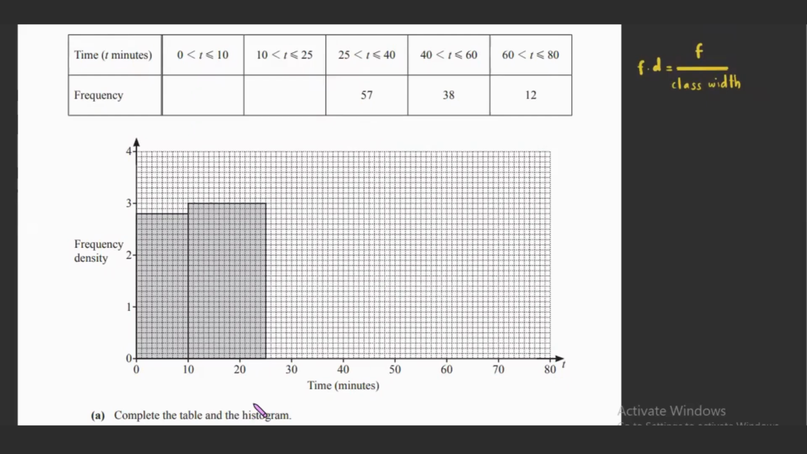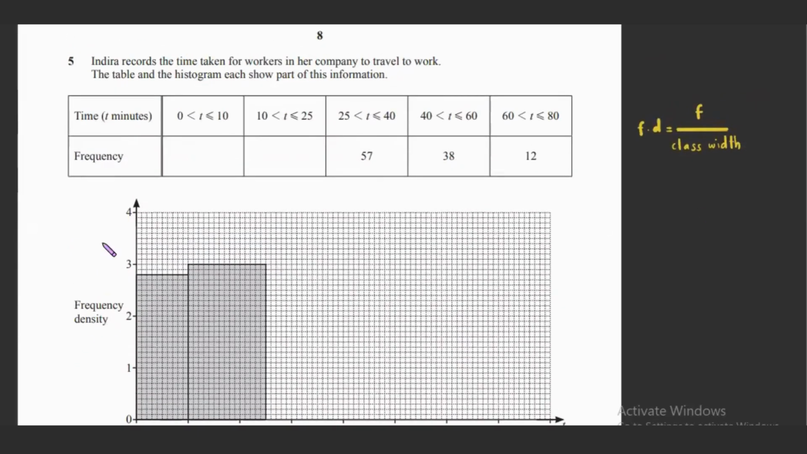Now, to complete the table and the histogram that is given here, the frequency density for the first 2 columns is known, because we can find it using this histogram. So this is going to be 2.8 and this is 3. So that's going to be 2.8 and 3. So let me write it here, 2.8 and 3.